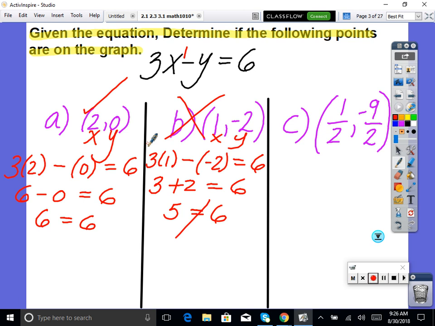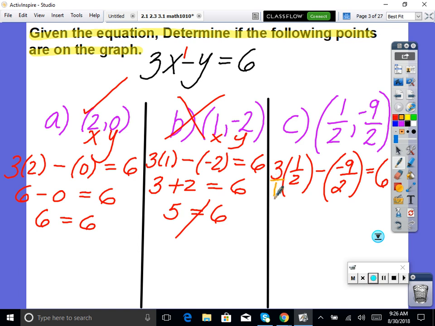And let's do this one, 1/2. We have to be able to do fractions by hand. So it's really not too bad. Let's plug this in. So we have 3 times 1/2 minus parentheses -9/2. And that needs to equal 6. True?